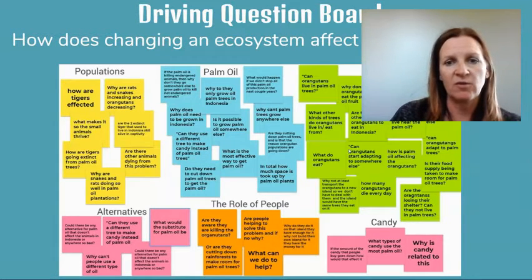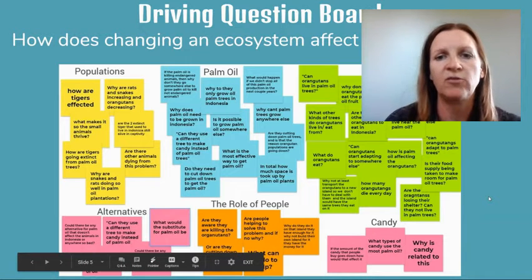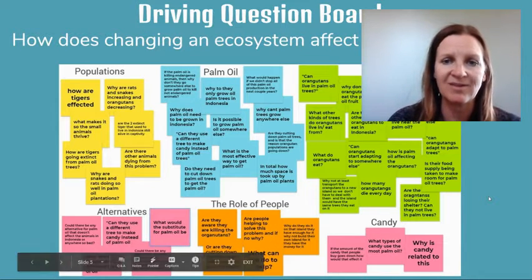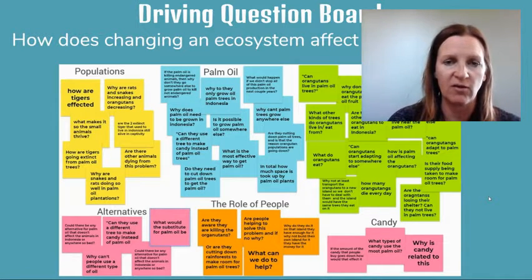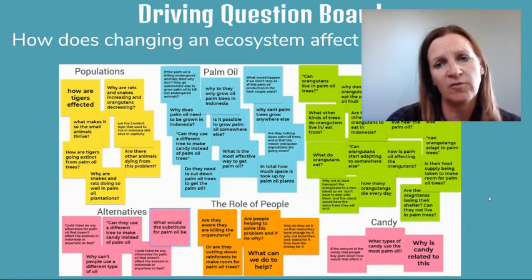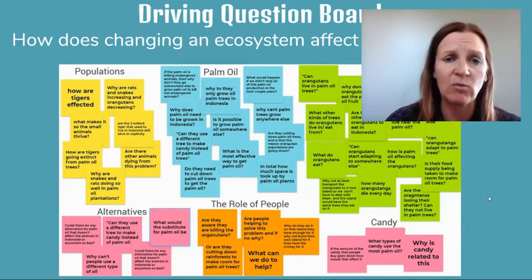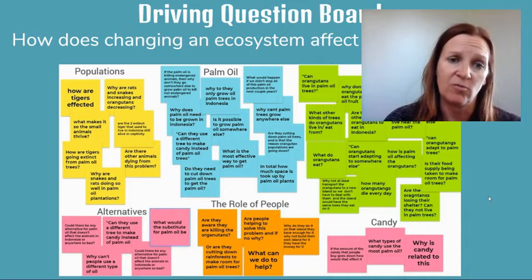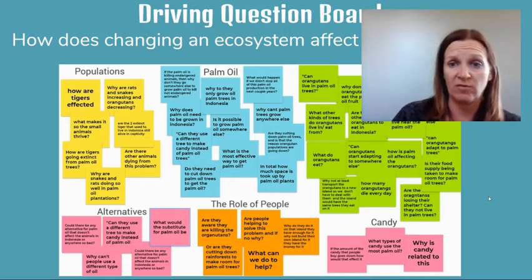So we have 6 categories of questions, and essentially what we'll be doing over the next few weeks is really digging into all these questions and figuring out what can we do, what can we investigate, what can we learn about to come up with some really solid answers, and then how can we connect all the science that we're learning to ultimately develop a really good, strong, deep understanding of how changing an ecosystem affects what lives there.